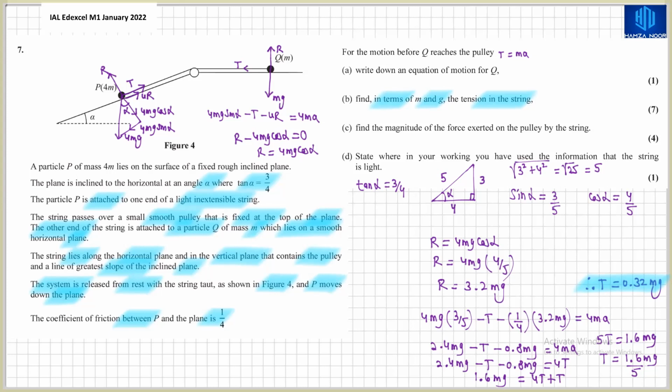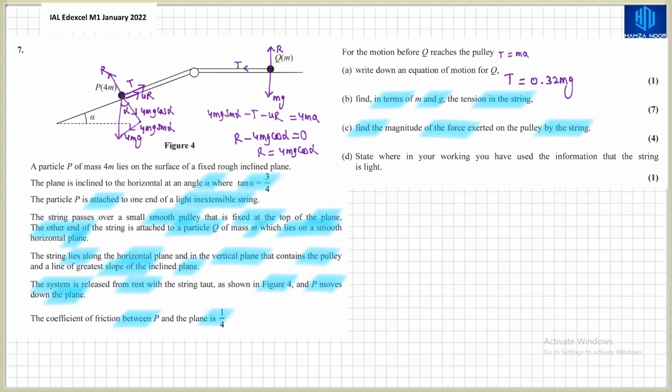All right. So in part C, we are asked to find the magnitude of the force exerted on the pulley by the string. All right. So first of all, I'm going to write the answer of part B over here. T is equal to 0.32mg. Okay. And I'm going to erase the working of part B so we can make space to solve part C.